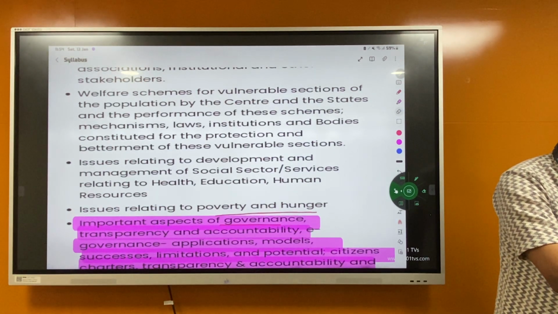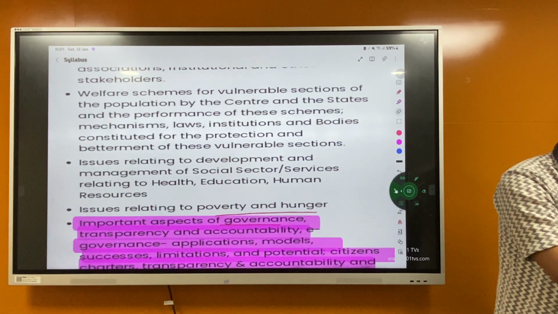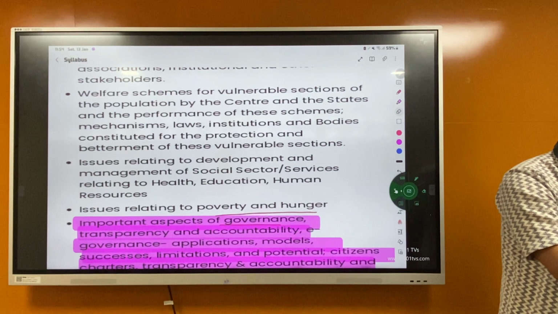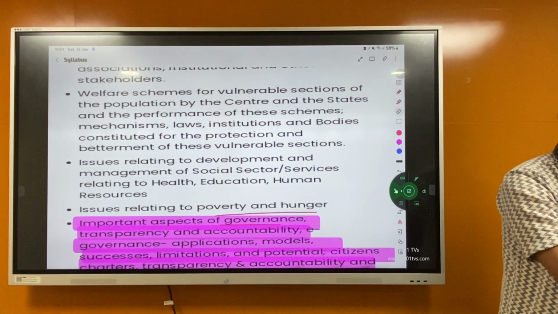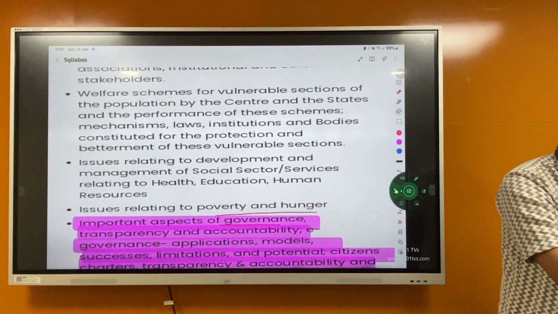So the next point is mechanism, laws, institutions, and bodies constituted for the protection and betterment of this vulnerable section. So see, there is a mechanism and laws, institutions, bodies. So institutions, NCBC, NCST. All those are the institutions. NHRC, and for the women section also there's NCW, I think.